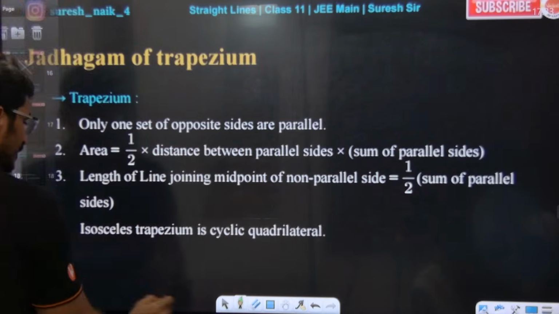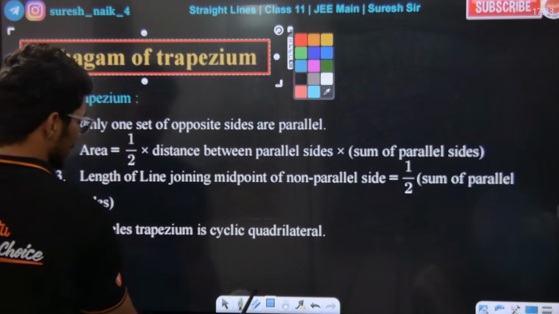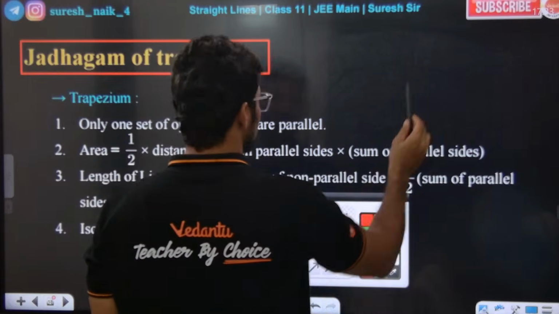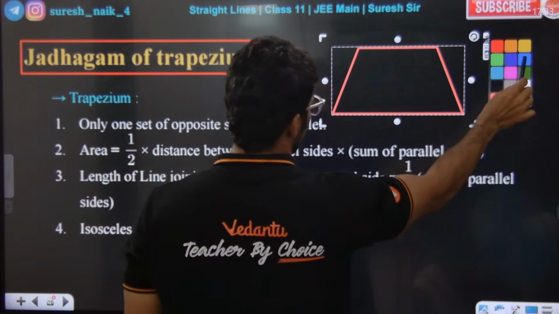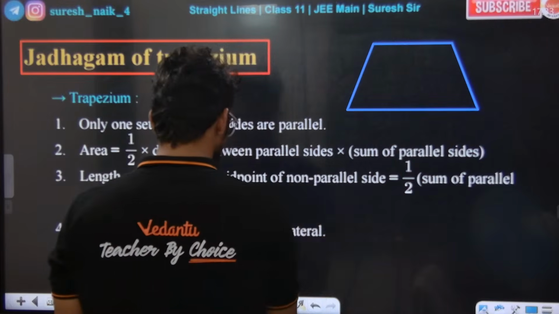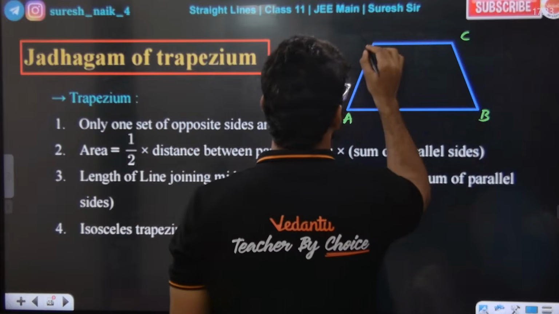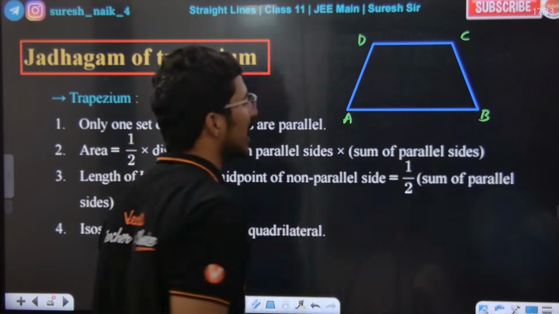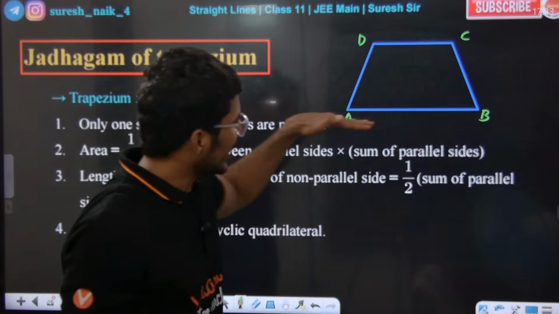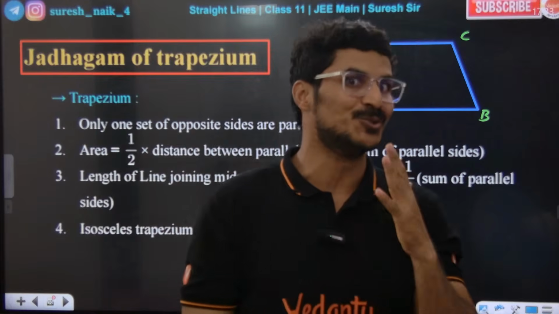Sir, next trapezium. Basically, how does the trapezium look? This is a trapezium. In a trapezium, one set of sides will be parallel. A, B, C, D. Here CD and AB will be parallel. AB and CD is one set of sides, and they are parallel.